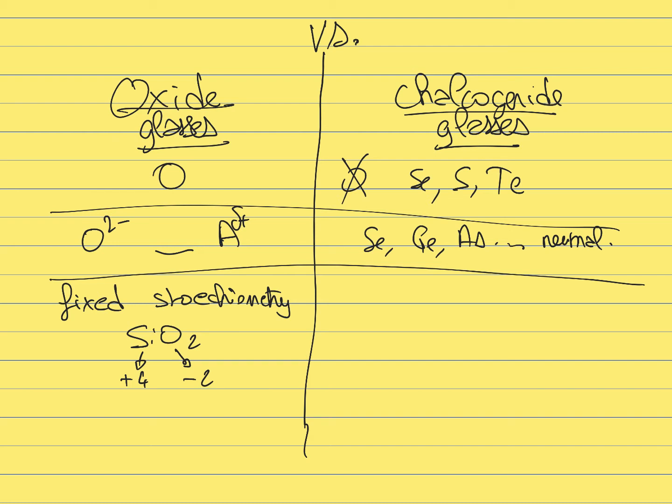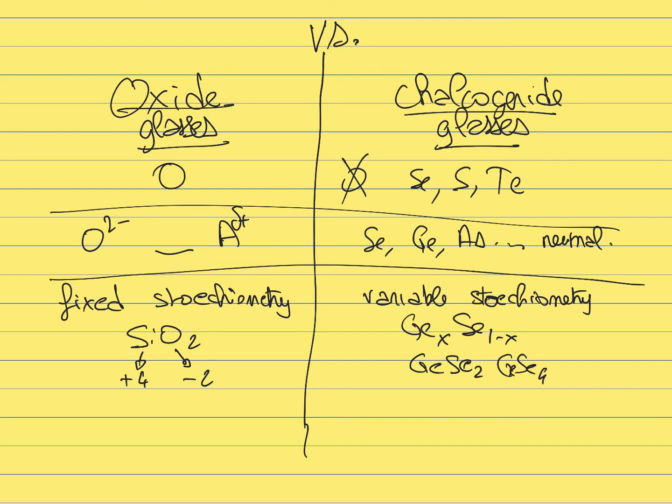In chalcogenide glasses, because all the atoms are neutral, you can have a variable stoichiometry. You don't have to have a fixed composition. For example, if you take a germanium selenium glass, you can have any fraction x of germanium while the rest will be selenium. You can have a GeSe2, which would be structurally equivalent to an SiO2, but you can also have a GeSe4 or a GeSe8, or any stoichiometry.